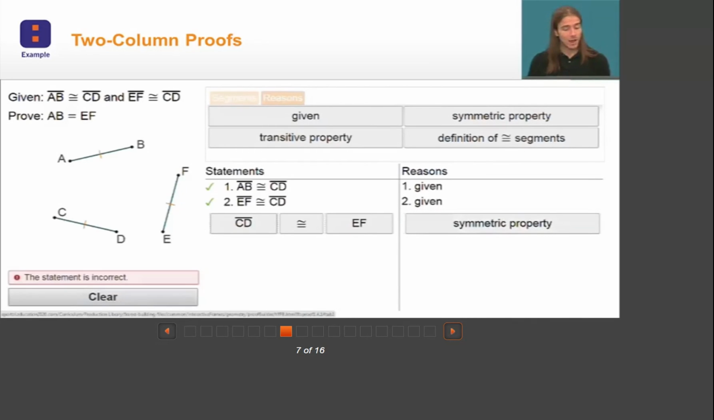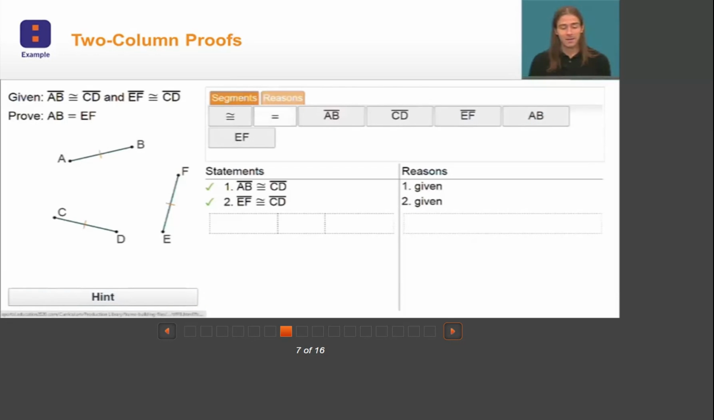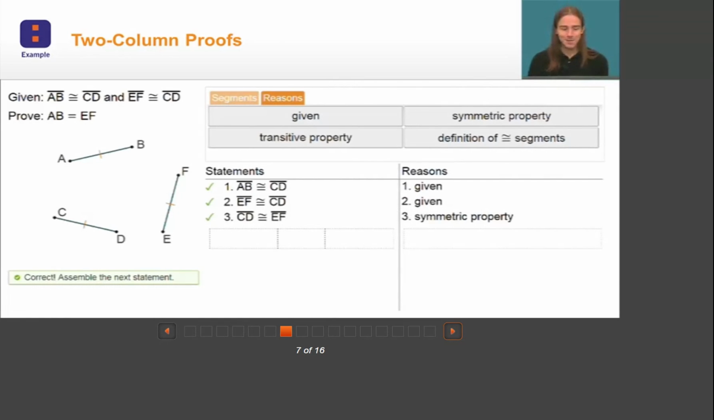After I've done that, I'll check, and I see that I've made a mistake. Notice how on EF, I dragged down the length. I really meant to drag down that line segment CD is congruent to line segment EF. It's very important that we all pay attention to the notation on these tiles. So I check it, and now I see that it's correct.